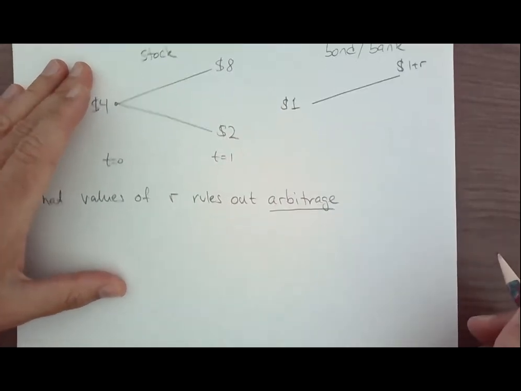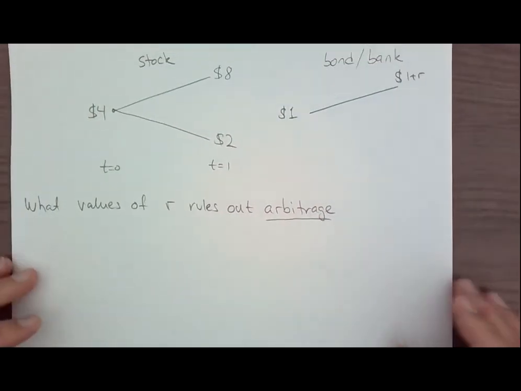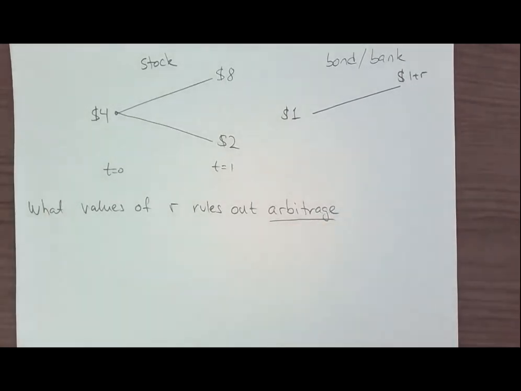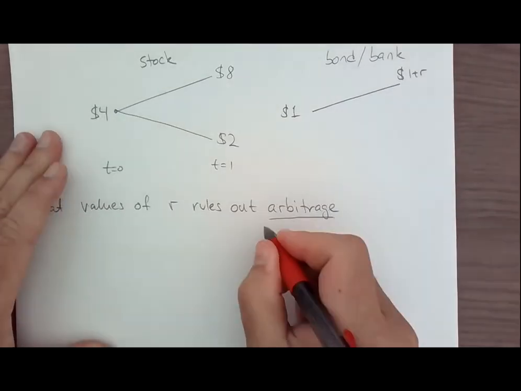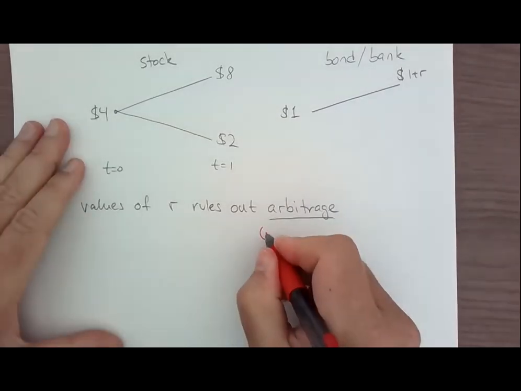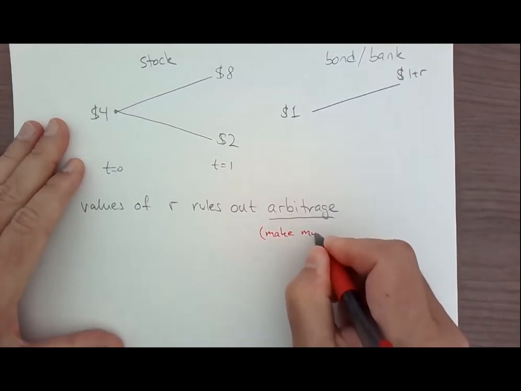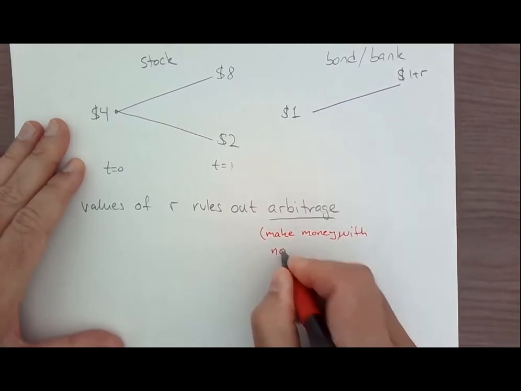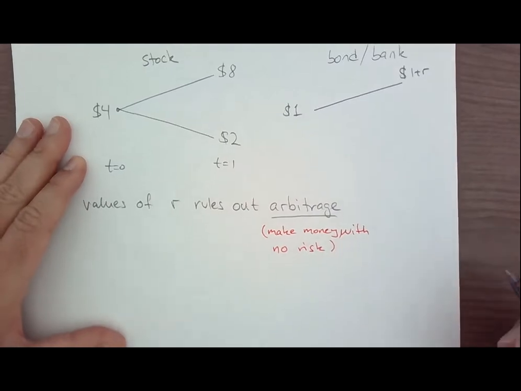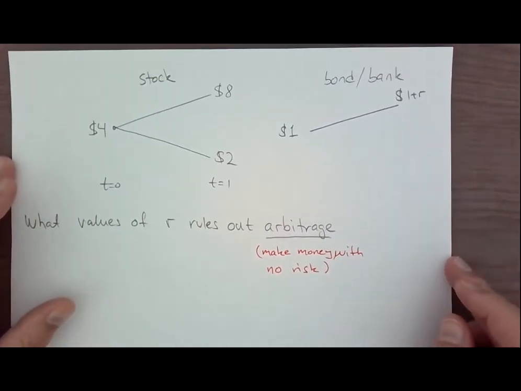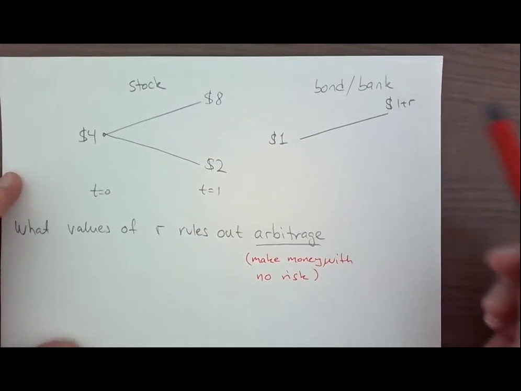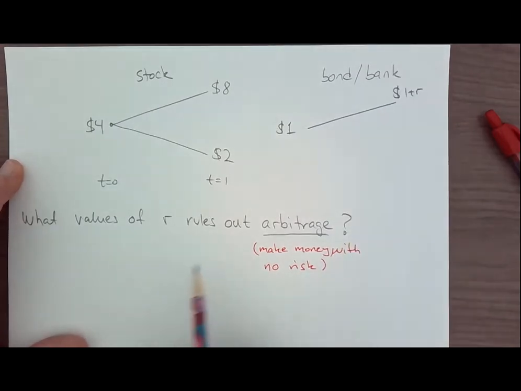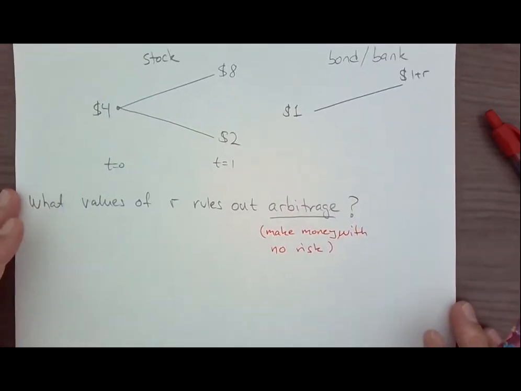So that's a new word that we haven't seen. I'm sure some of you have heard about arbitrage, but arbitrage means in words, you can make money with no risk. Okay, so let's try to do an example. How could we have a model that would violate, that would produce an arbitrage?